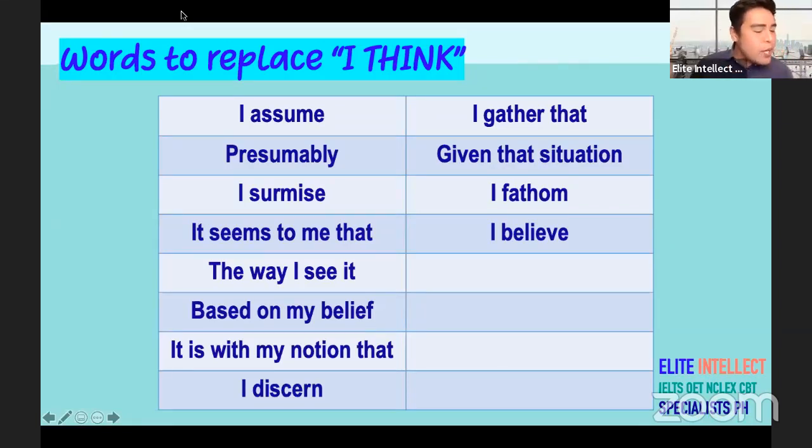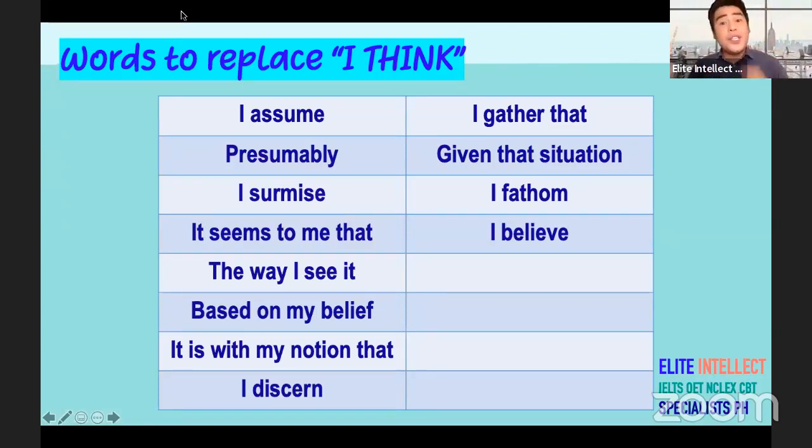But then again, guys, when words like, let's say, based on my belief and it is with my notion, do not use them on speaking, okay? They're too formal for speaking. You may use them in writing, but not in speaking. If it's way too formal, like this one, based on my belief, it is with my notion that, di ba, ang pangit mong pakinggan, what is your favorite food? Based on my belief, anak ng tipaklong, kaninong favorite food pa nga ba yan? Di ba? So yeah, that's one thing, okay? You may replace the word I think with these words, okay? All right, so what else?